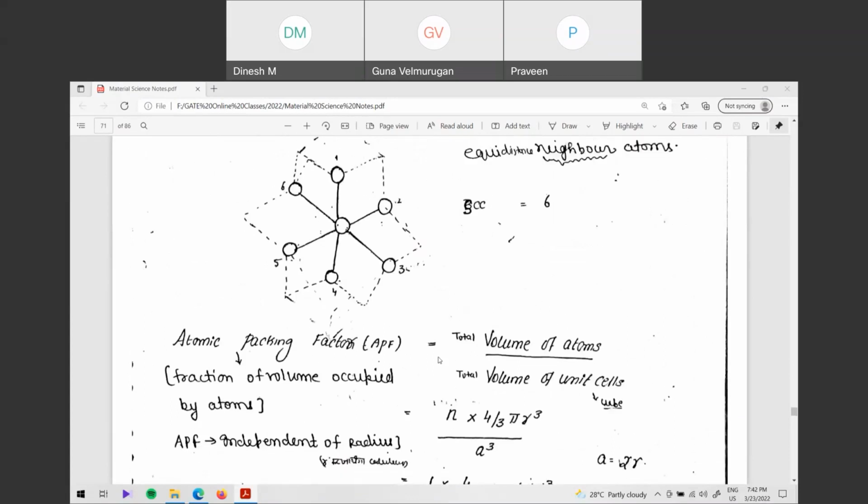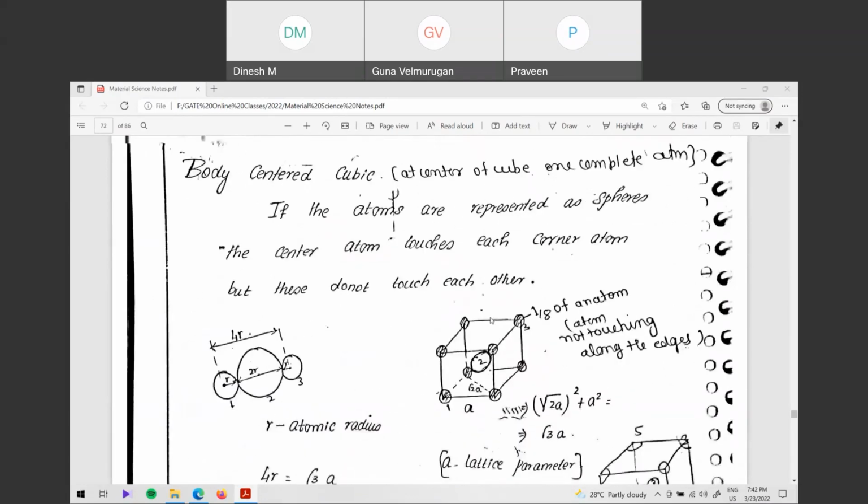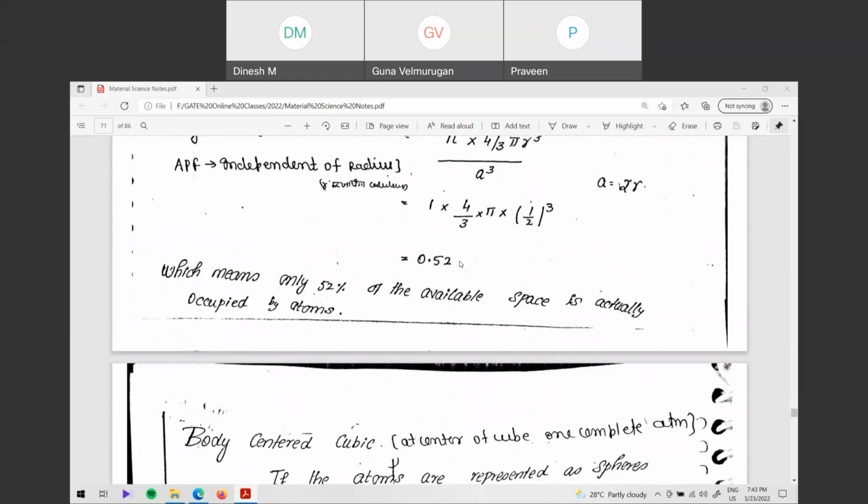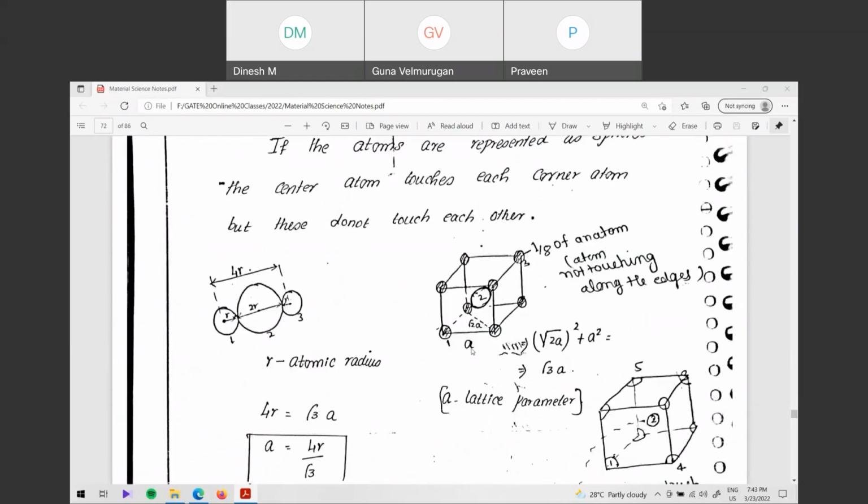So the atomic packing factor, the percentage of volume of atoms inside the unit cell, is known as atomic packing factor, and that is given by 0.52 in the case of simple cubic. Body centered cubic, the structure is like this.